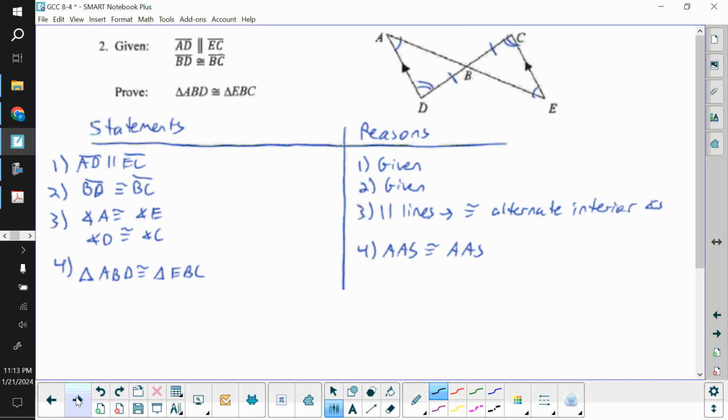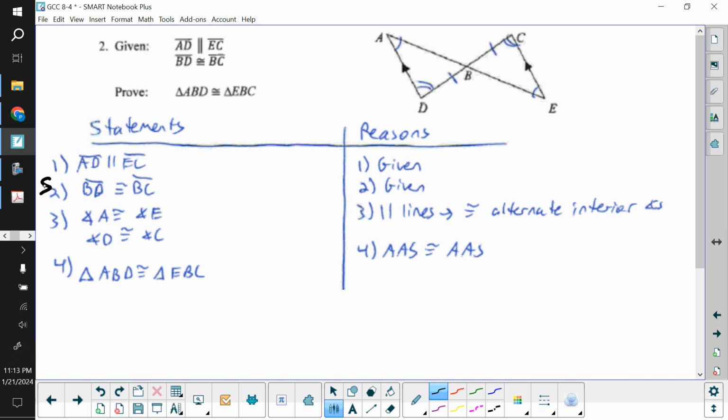Moving on to number 2, we had a set of sides congruent, BD and BC. We had some parallel lines, so I did our parallel lines implies congruent alternate interior angles to get 2 sets of angles congruent. You did have the option of doing just one set of congruent alternate interior angles, and then doing a vertical angles implies congruent angles to get another set of angles. So mine here I have angle angle side.